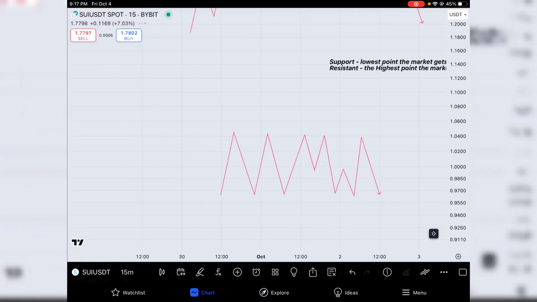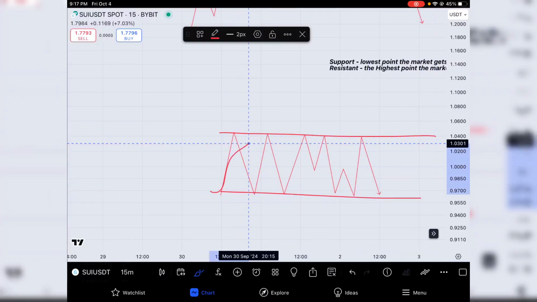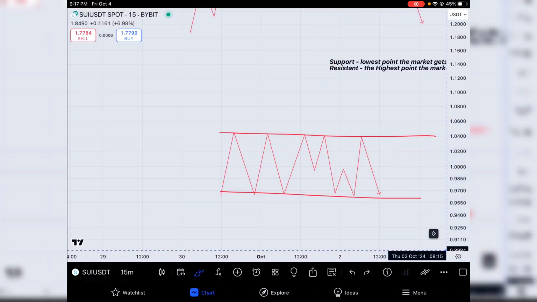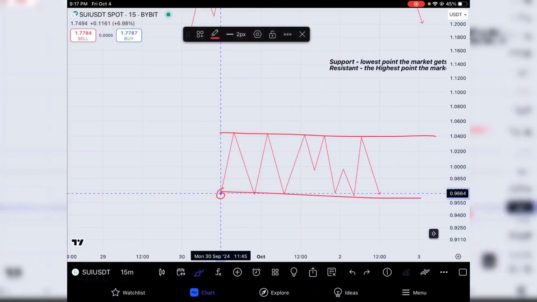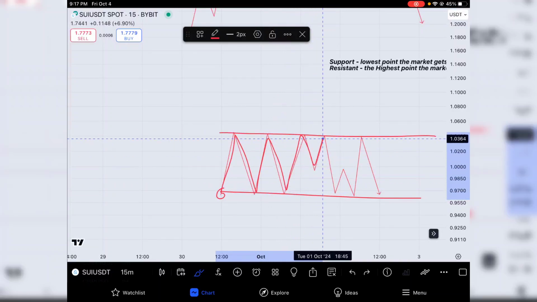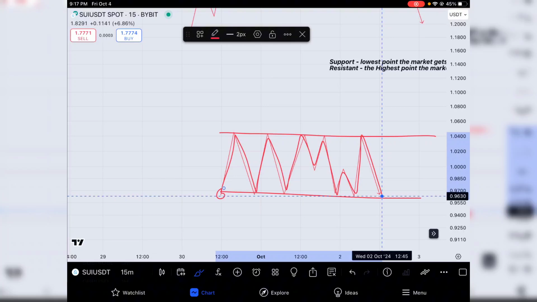From this point, you can see clearly that this market is moving within this range here. It's not going up, it's not coming down. Rather, the market is moving from this point here, moving up, came back down, moving up, came back down, moving up, playing within this cycle. Whatever it wants to do, it does within this cycle. That's what a ranging market means.